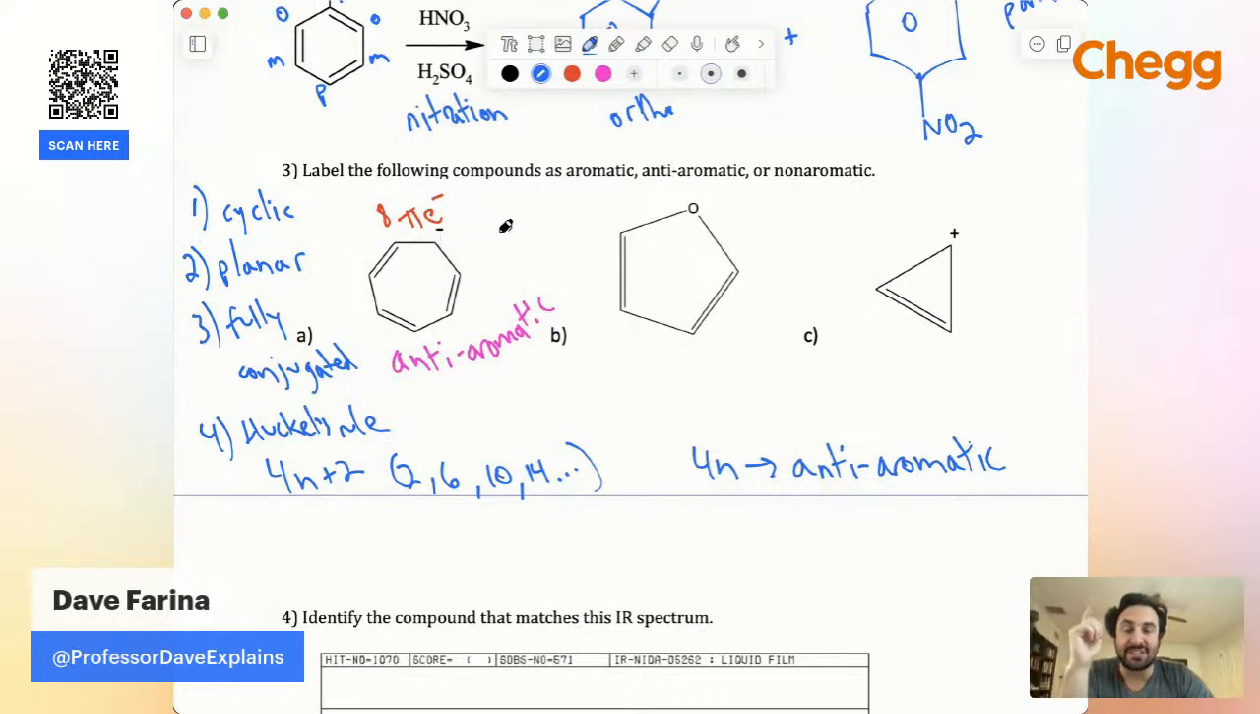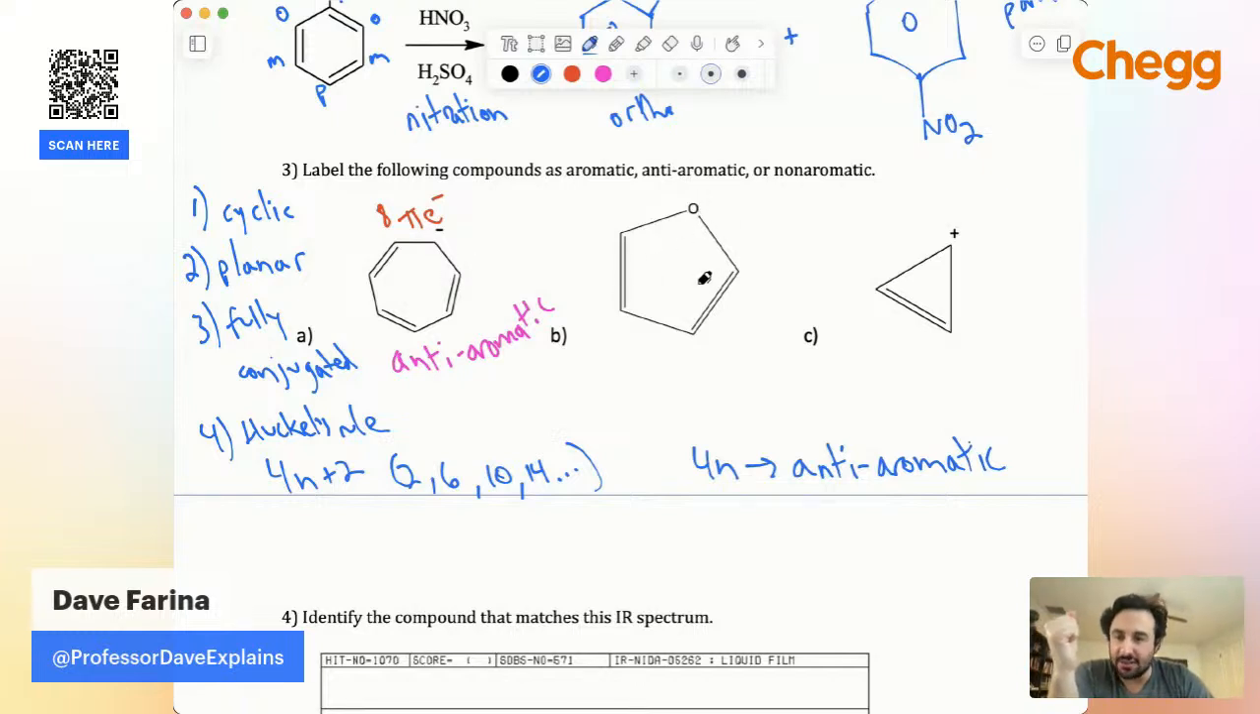And then finally, if it was a cation, if it was a plus charge, then all of a sudden it would be aromatic, because then everything would apply. It would be fully conjugated again, because the pi bonds would be going over there to neutralize the cation. But then having a plus charge instead of a minus charge brings the pi electron count down by 2. So we would have 6 pi electrons. So that would be aromatic if it was a plus charge right there. So 7-membered rings can be aromatic just in certain circumstances. And so yes, anti-aromatic. So now let's move on to this one.